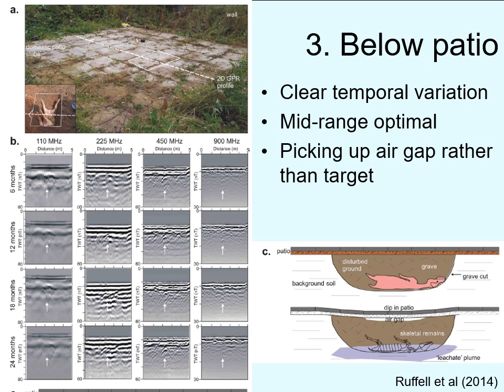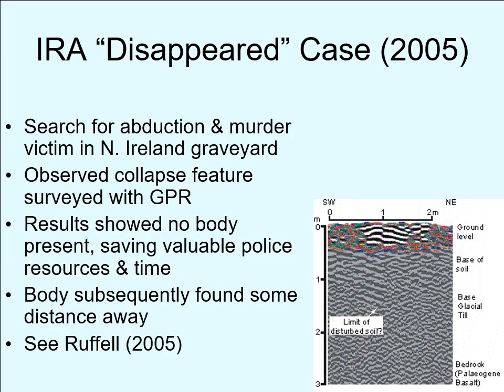So that's quite useful through time, trying to do this sort of repeat simulated studies to get an idea of what the data would look like if you're looking for someone under a patio. This is a good example of a no-body murder. So this is where the police had approached Alistair Ruffle in Northern Ireland, looking for an abduction and murder victim.